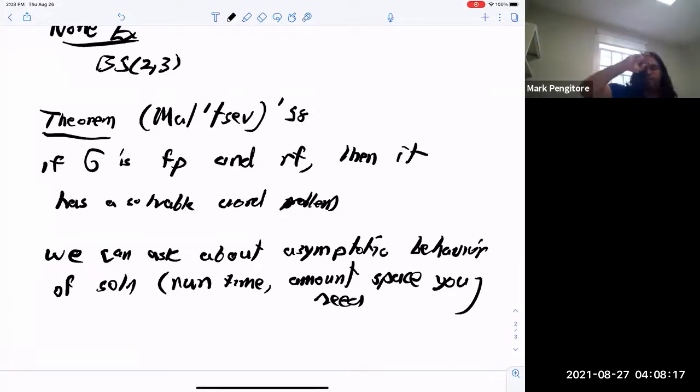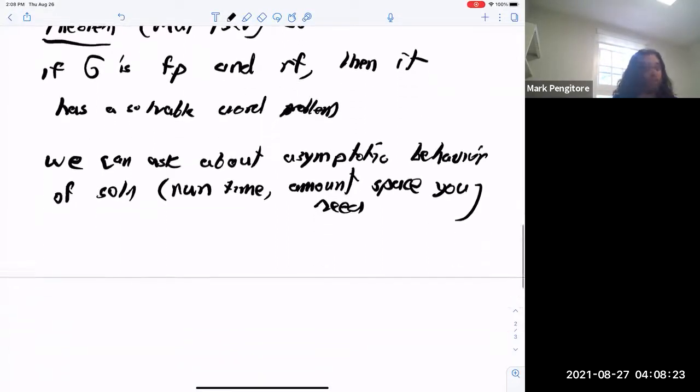So since our focus or tool to study the word problem is finite groups or finite quotients, what we want to do is quantify residual finiteness. So we're going to quantify residual finiteness.